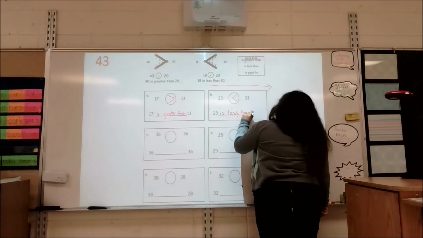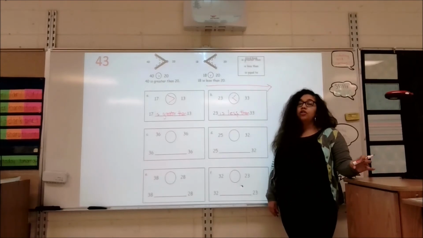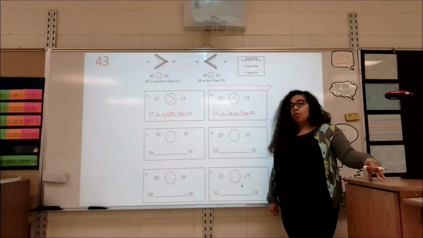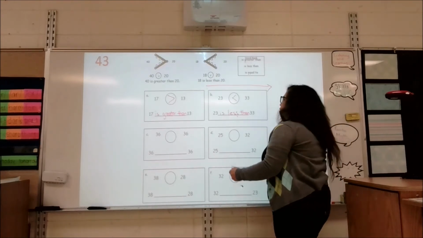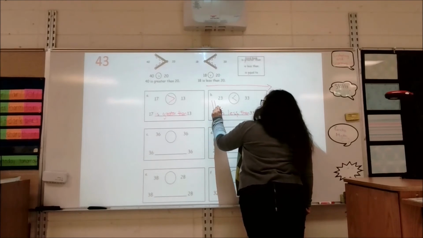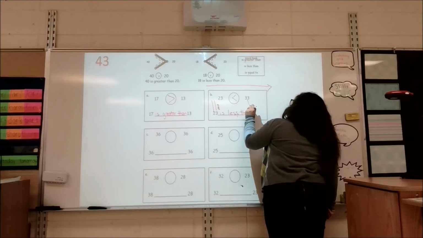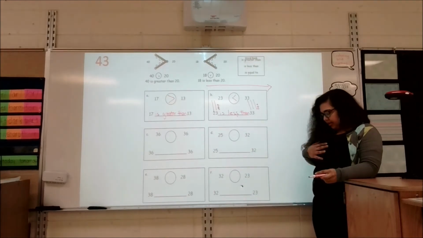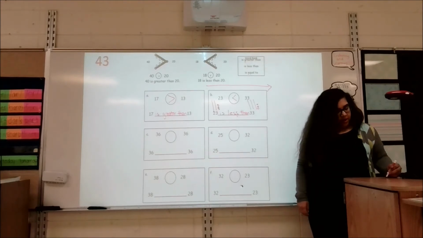than 33. If you're unsure of how to solve the problem or what the answer is, what can you always do? Draw a picture. Good. So let's draw a picture. 2 tens and 3 ones is 23. 33 is 3 tens and 3 ones. Now, does my picture support my statement that 23 is less than 33? It does. Good, which means I did it right.